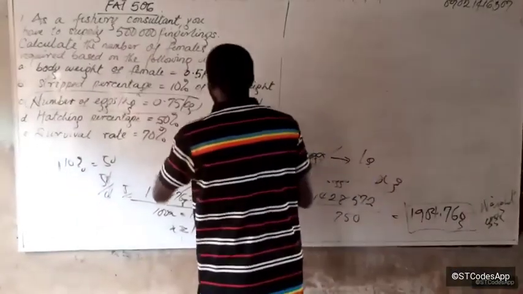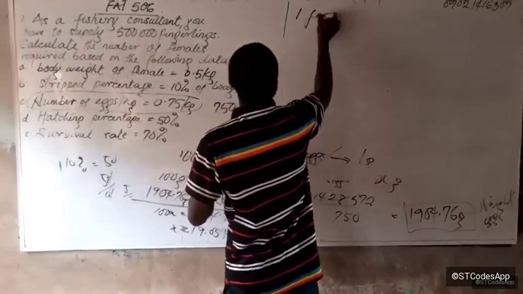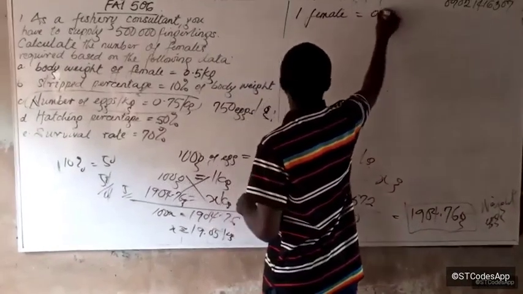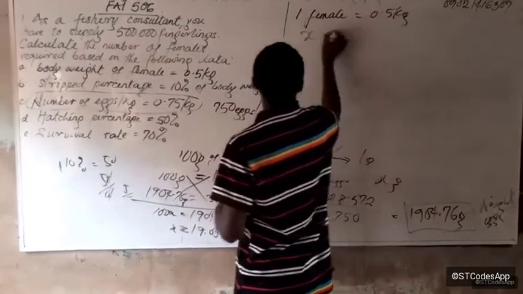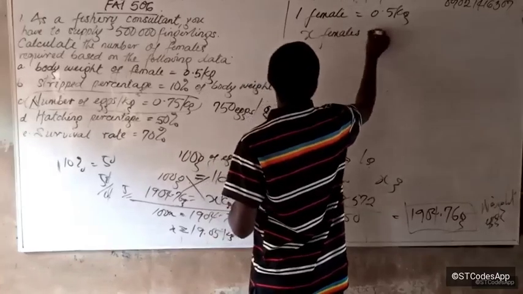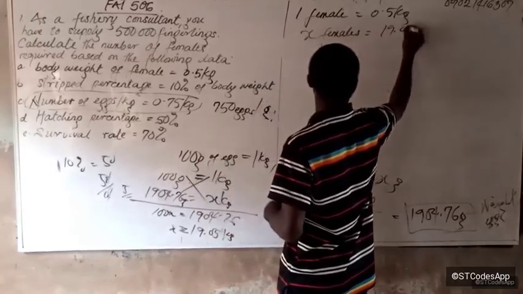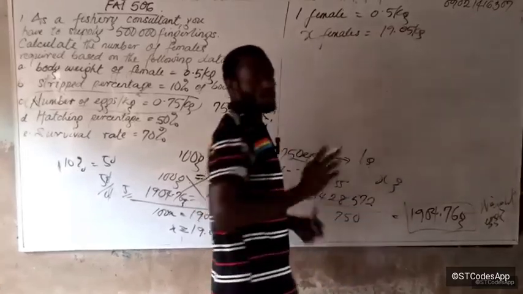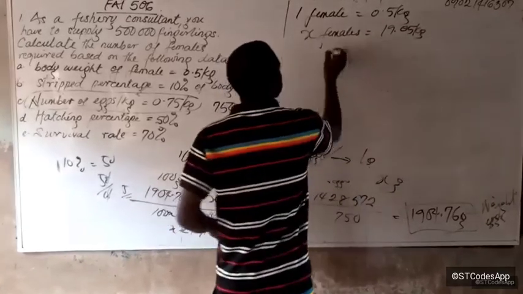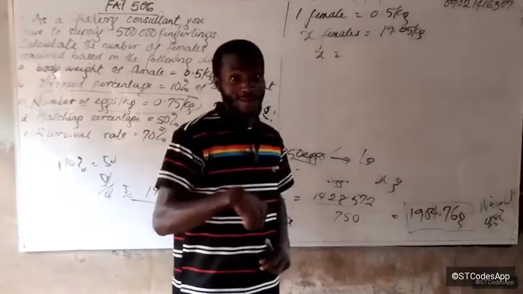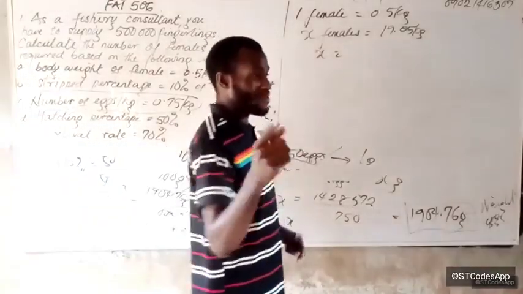Is that okay? And we know that it says that the body weight of female, so each female, one female, is going to be equal to 0.5 kg. So how many females will be equal to 19.05 kg? I hope you followed me up to this point. All right, I'm assuming you are. Yeah, type yes in the comment section.